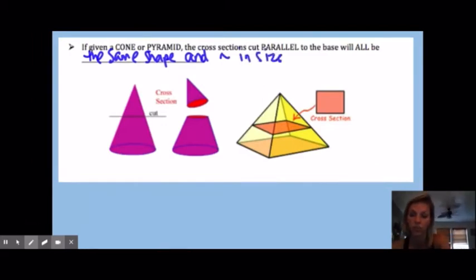Okay, so if you look here, this circular base that goes to a point is a cone. So if I cut a cross section, it's still a circular base, it's smaller. Okay, here again, this is a pyramid. It's got a polygonal base, it goes to a point. So this cross section here.